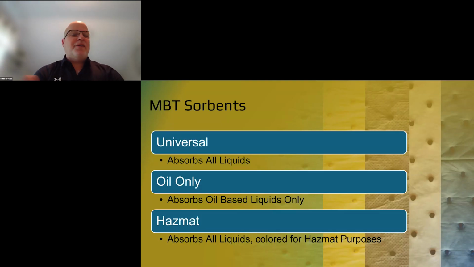Absorbents can be broken down into really three categories. There's the universal product, which you'll see around a plant floor or inside. It's usually gray and absorbs all fluids. So that would be anything oil-based, water-based, chemical, detergent, anything that could be leaked, a universal would pick up.